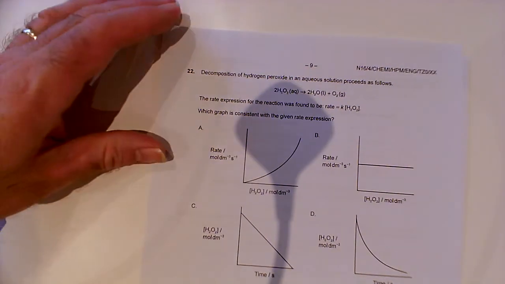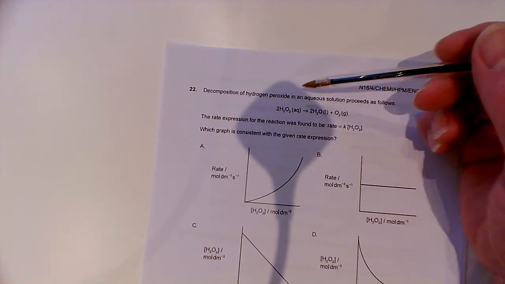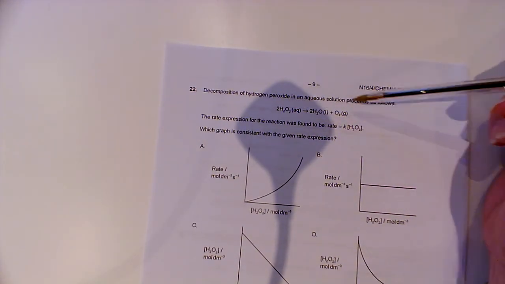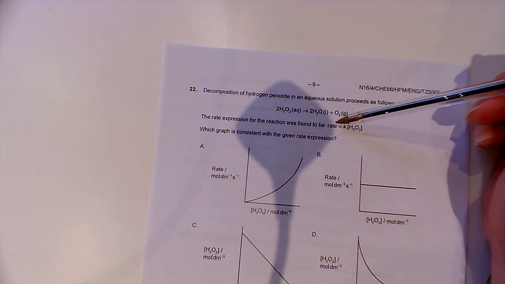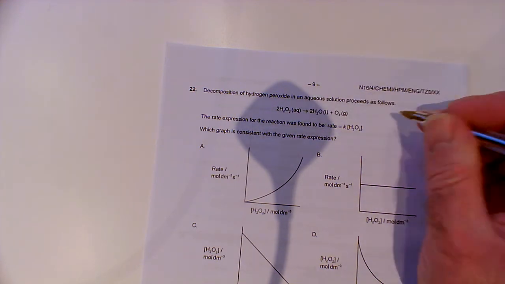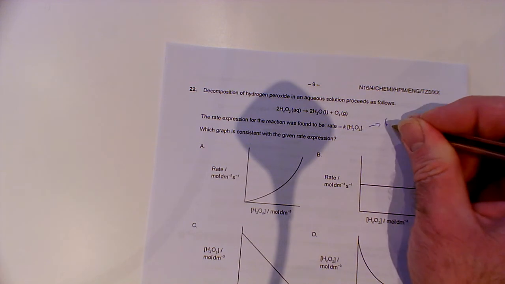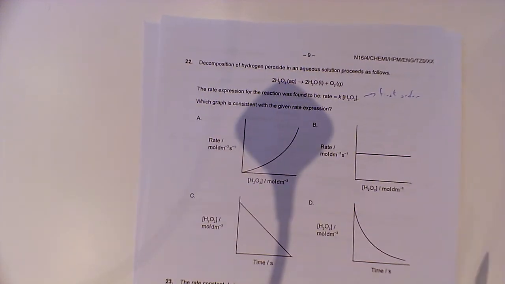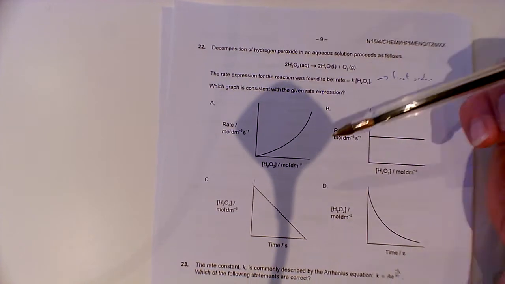22, more rates. So decomposition of hydrogen peroxide in aqueous solution proceeds as follows. 2 H2O2 give a couple of waters and oxygen. The rate expression of the reaction was found to be rate equals k times concentration of H2O2. So there's a 1 there, we'd have to imagine. So it's first order with respect to the hydrogen peroxide. So which graph is consistent with the given rate expression?